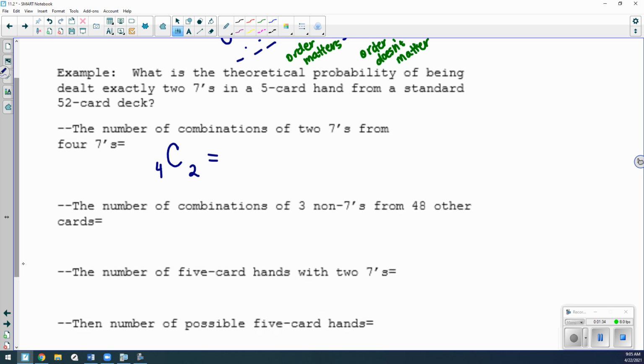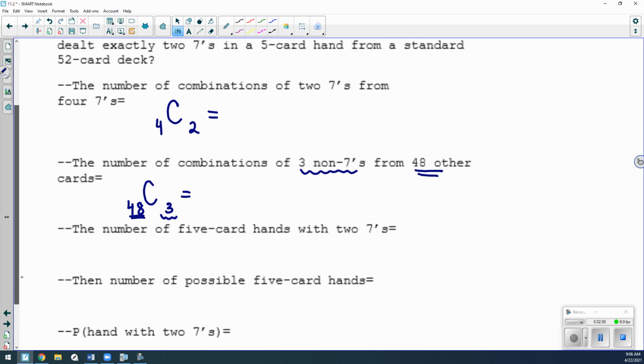I'm going to come back to that computation in a minute. Now, the number of combinations of 3 non-sevens from 48 other cards, what is that number? So we're going to look at 48 cards, and we're just going to choose 3. So these 3 are going to be non-sevens. 48 is 52 minus those 4 sevens. And so that will give me the number of combinations of 3 non-sevens from the 48 other cards.